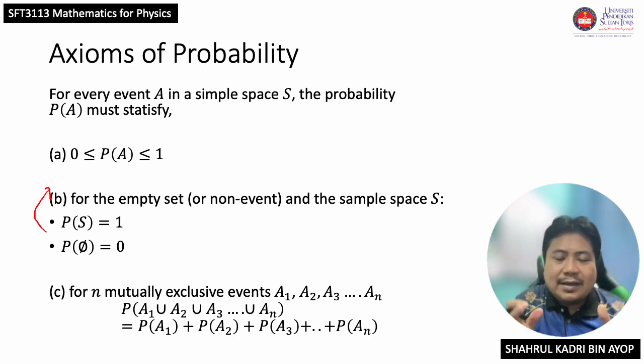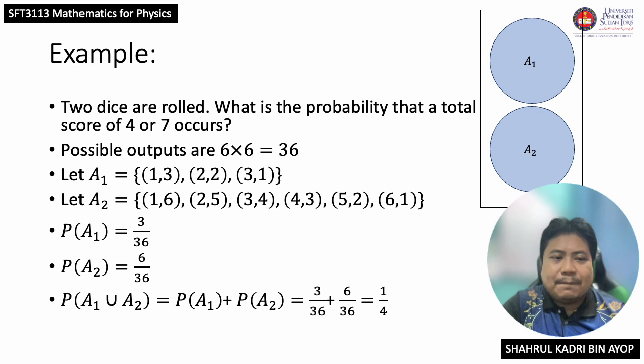For now we consider only two events, but if you have many events occurring in a sample space, more than two, then for the union of each event available in that space, because they are mutually exclusive, the probability of two or more events occurring is the summation of the probability of each event occurring separately. Okay, so let's look at the example.